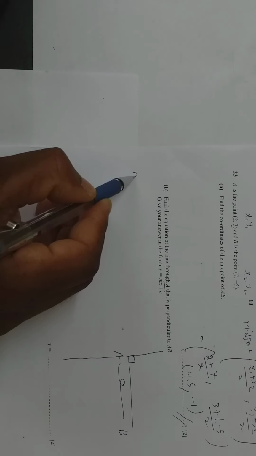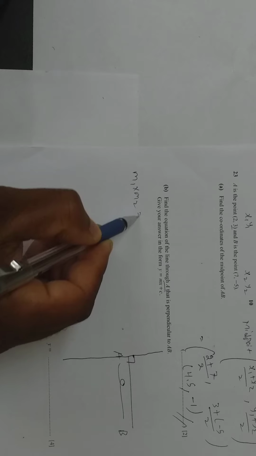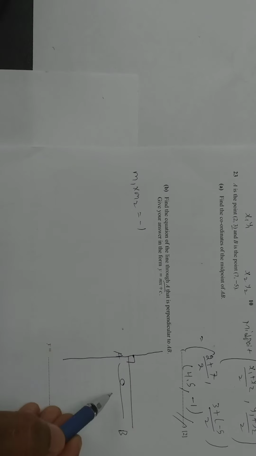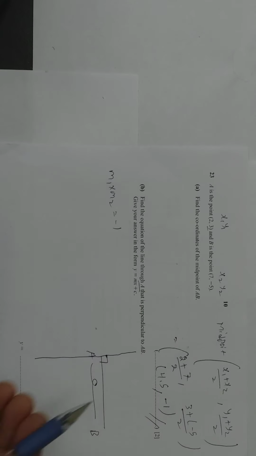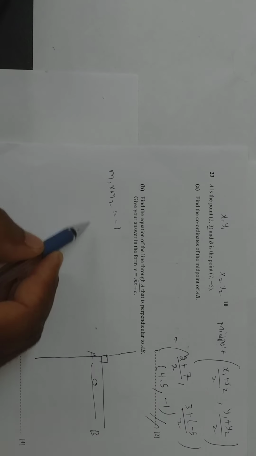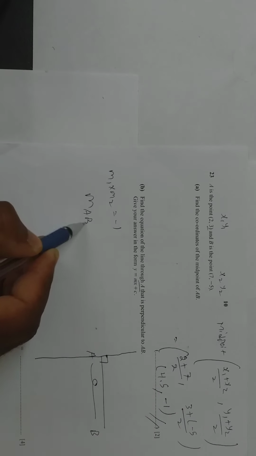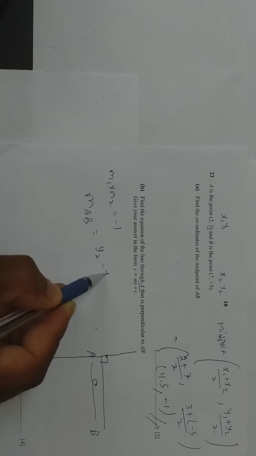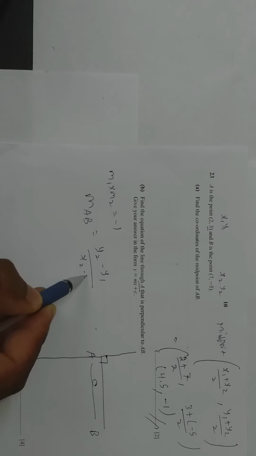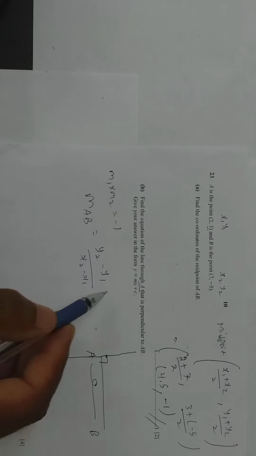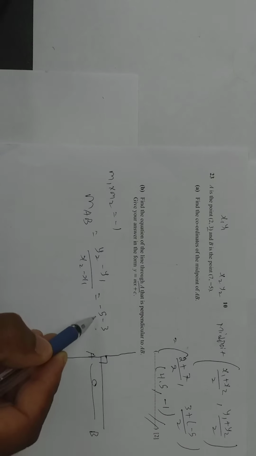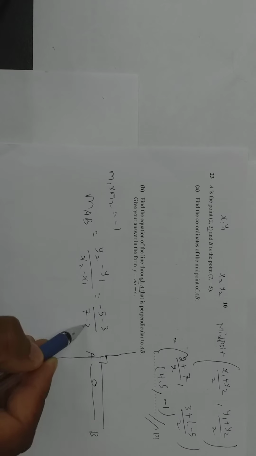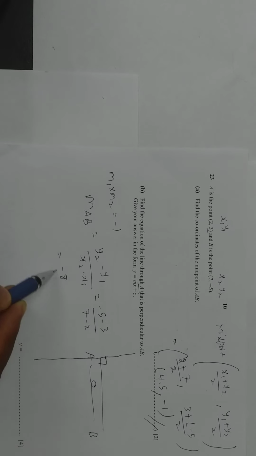Whenever perpendicular, we must use m1 into m2 equal to minus 1. So what is the slope of AB? Let us find, x1, y1, x2, y2 we already know. So slope of AB equals y2 minus y1 by x2 minus x1. So that is equal to y2 is minus 5. So minus 5 minus 3 by x2 is 7 minus 2, which is minus 8 over 5.